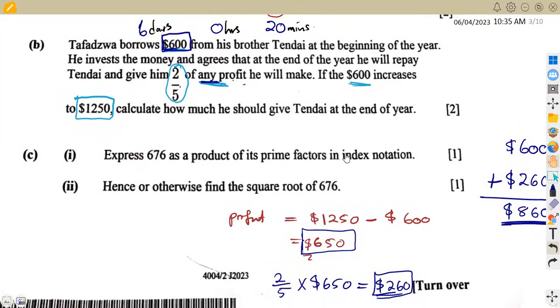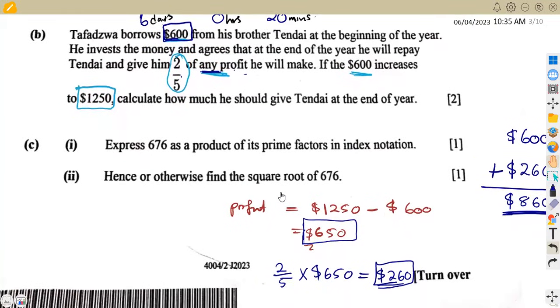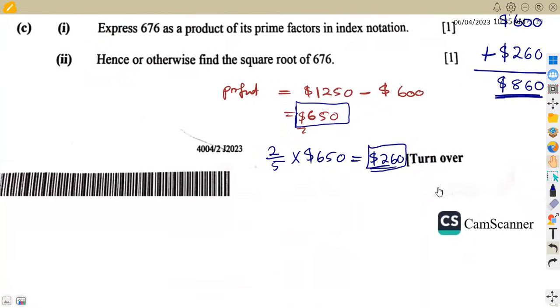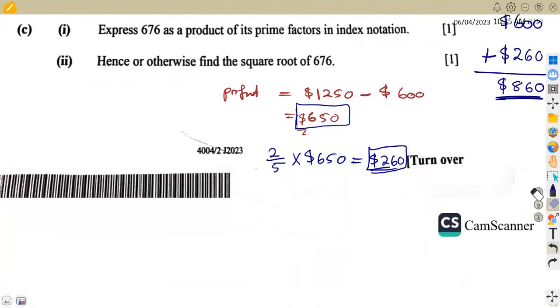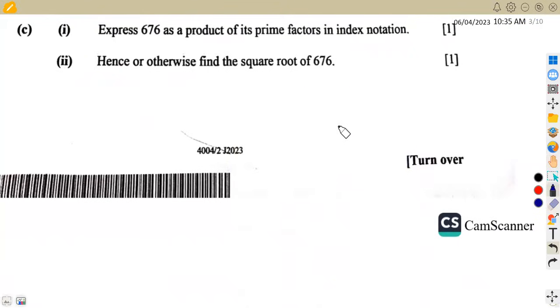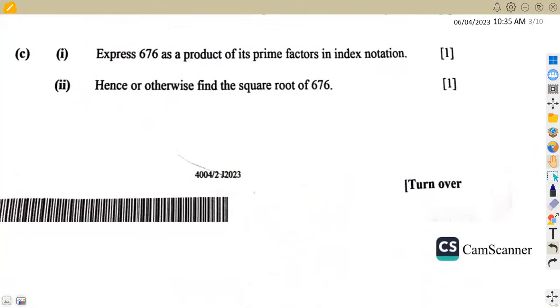So as you can see, this question, guys, was just another type of direct question that we were given. On number C, item 1, we are now asked to express 676 as a product of its prime factors. All right, so these are prime factors, but not just prime factors in index notation.